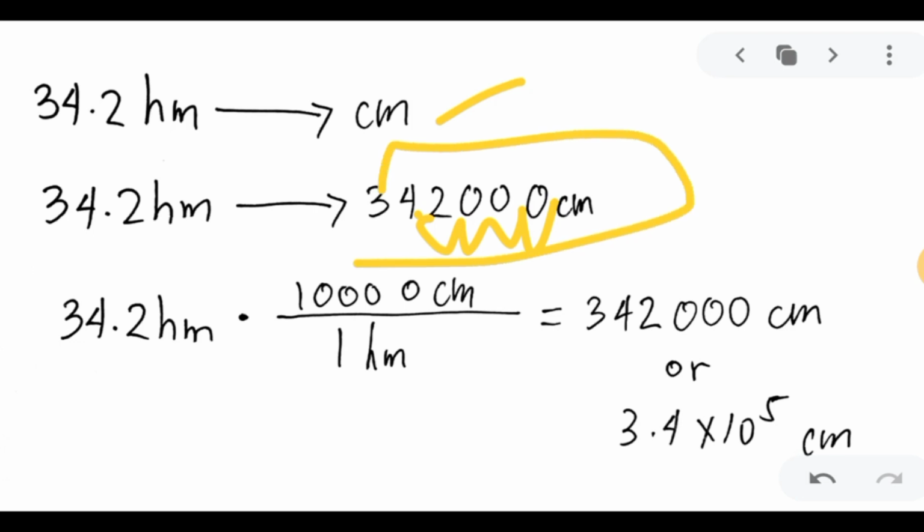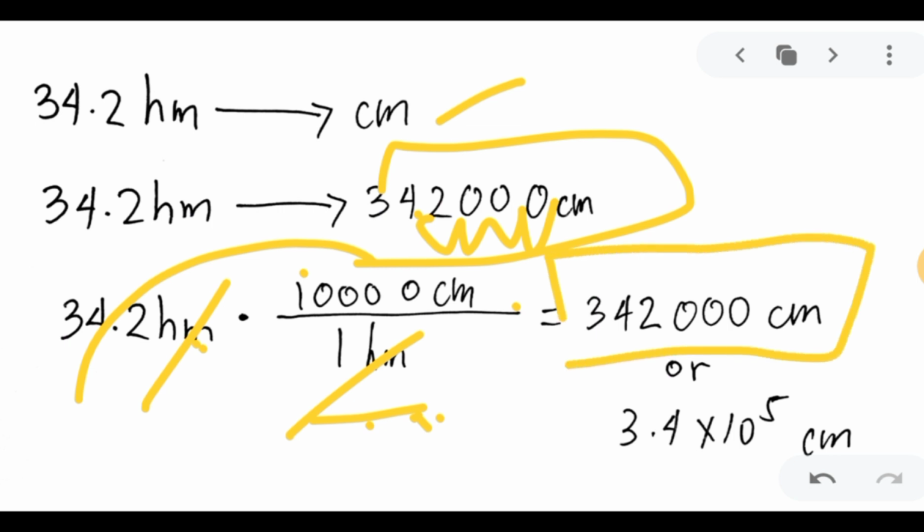Or pwedeng ang conversion nyo ay ganito. How many centimeter in 1 hectometer? You have your 4 movements. So 4 zeros. Tapos may automatic na 1. Then that will be 10,000 centimeter in 1 hectometer. Ilagay niyo yung 1 hectometer sa baba. So you can cancel out the hectometer unit here. Cancel kasi opposing, law of signs. Then multiply 34.2 times 10,000, you will have 342,000 centimeter.